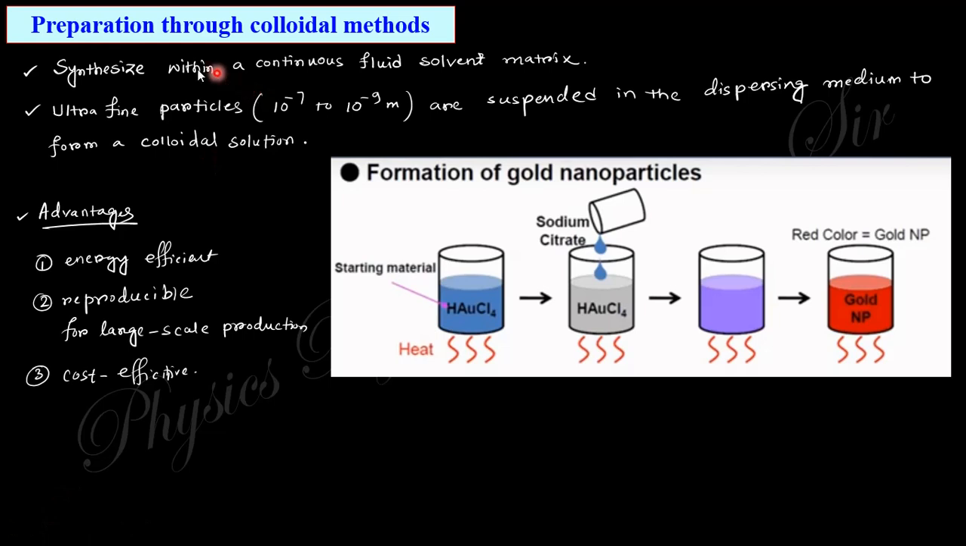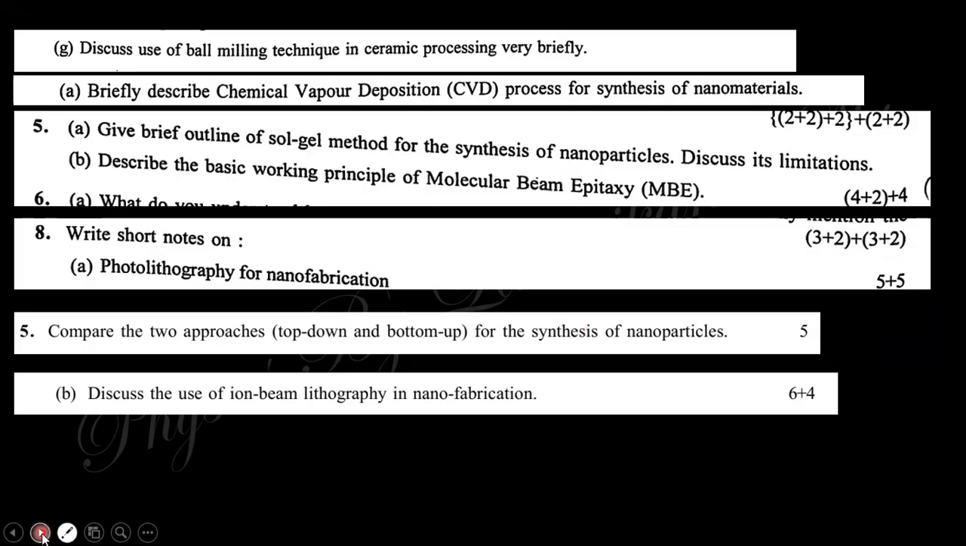And preparation through the colloidal method. You know the colloidal, like fog is a colloidal, that is the condensed material in the liquid phase material. Ultrafine particles suspended in a diffusing medium is known as a colloidal solution. The advantages are that it is energy efficient, reproducible and cost effective.